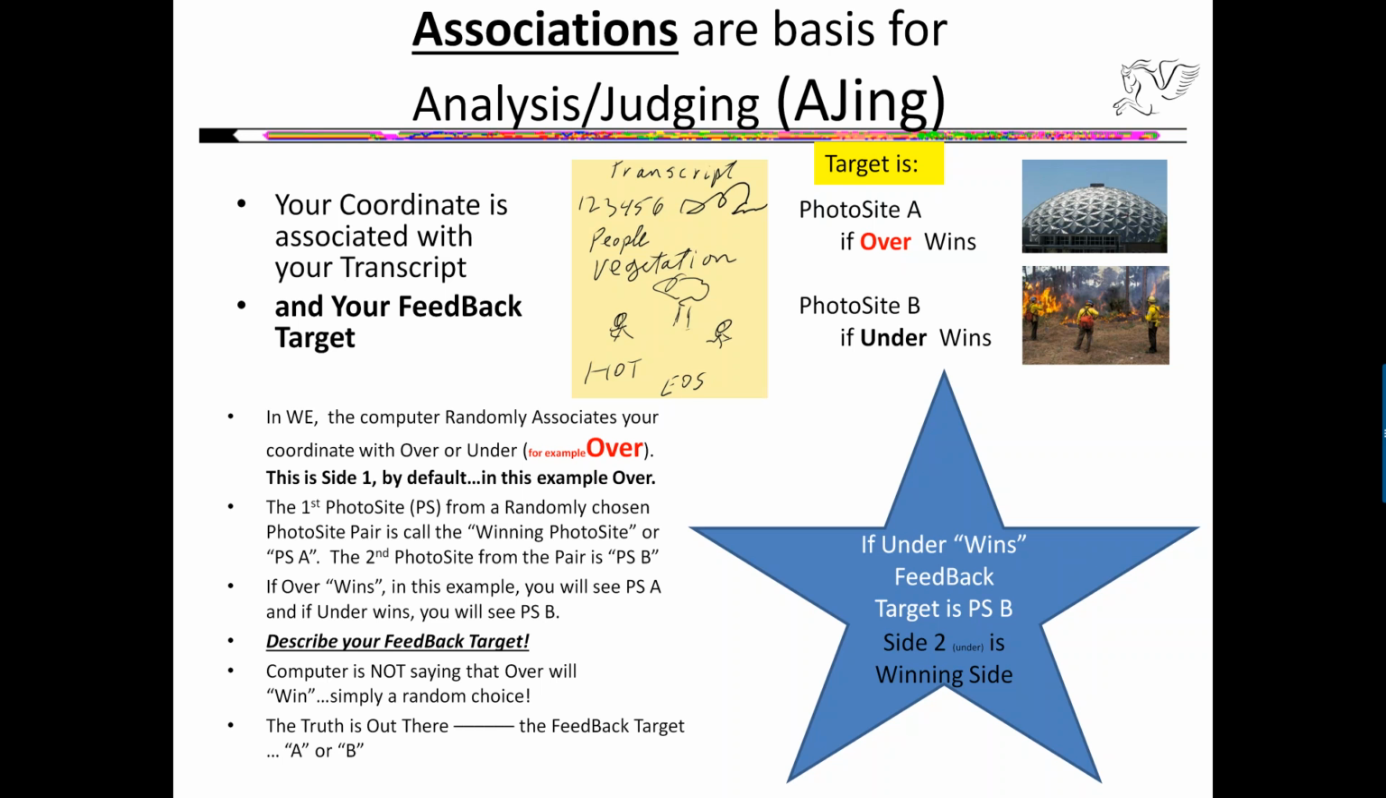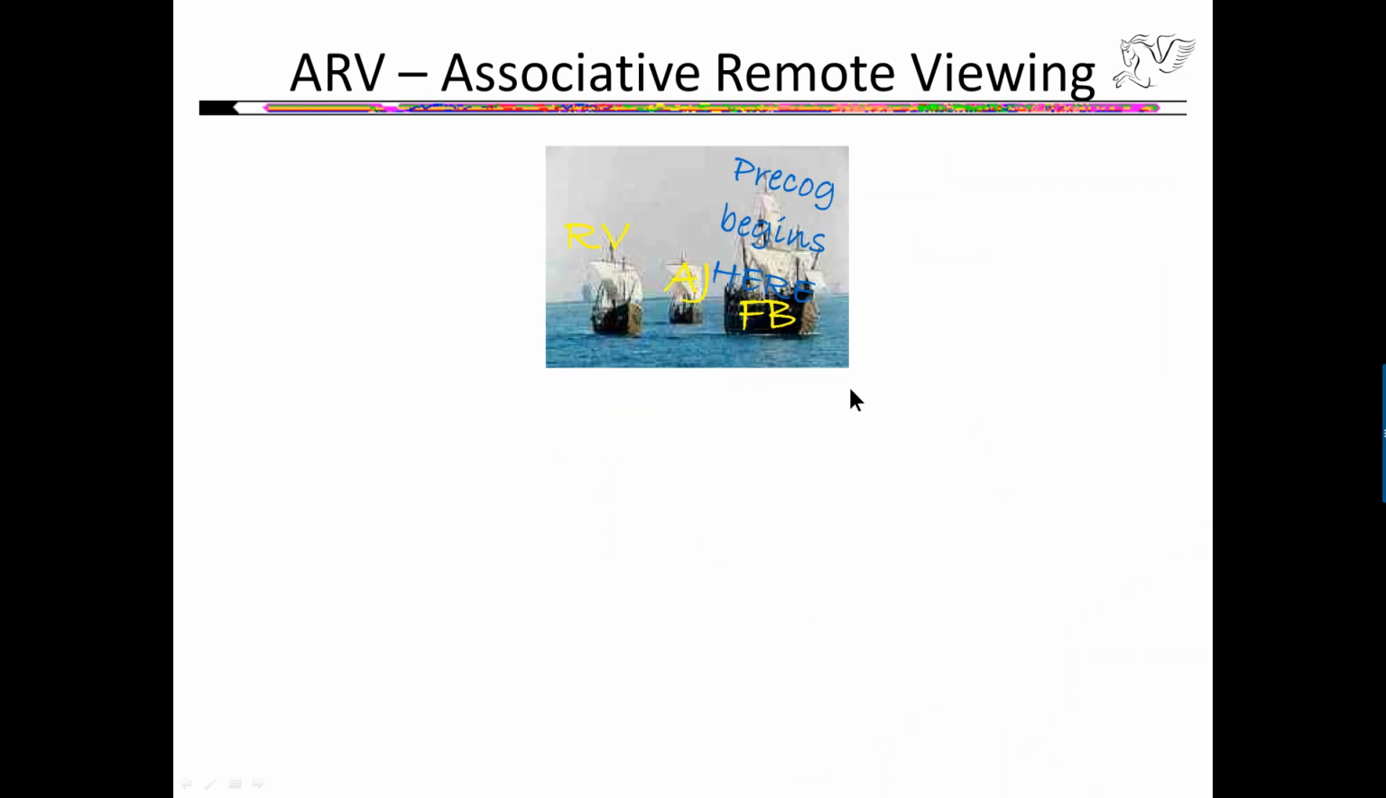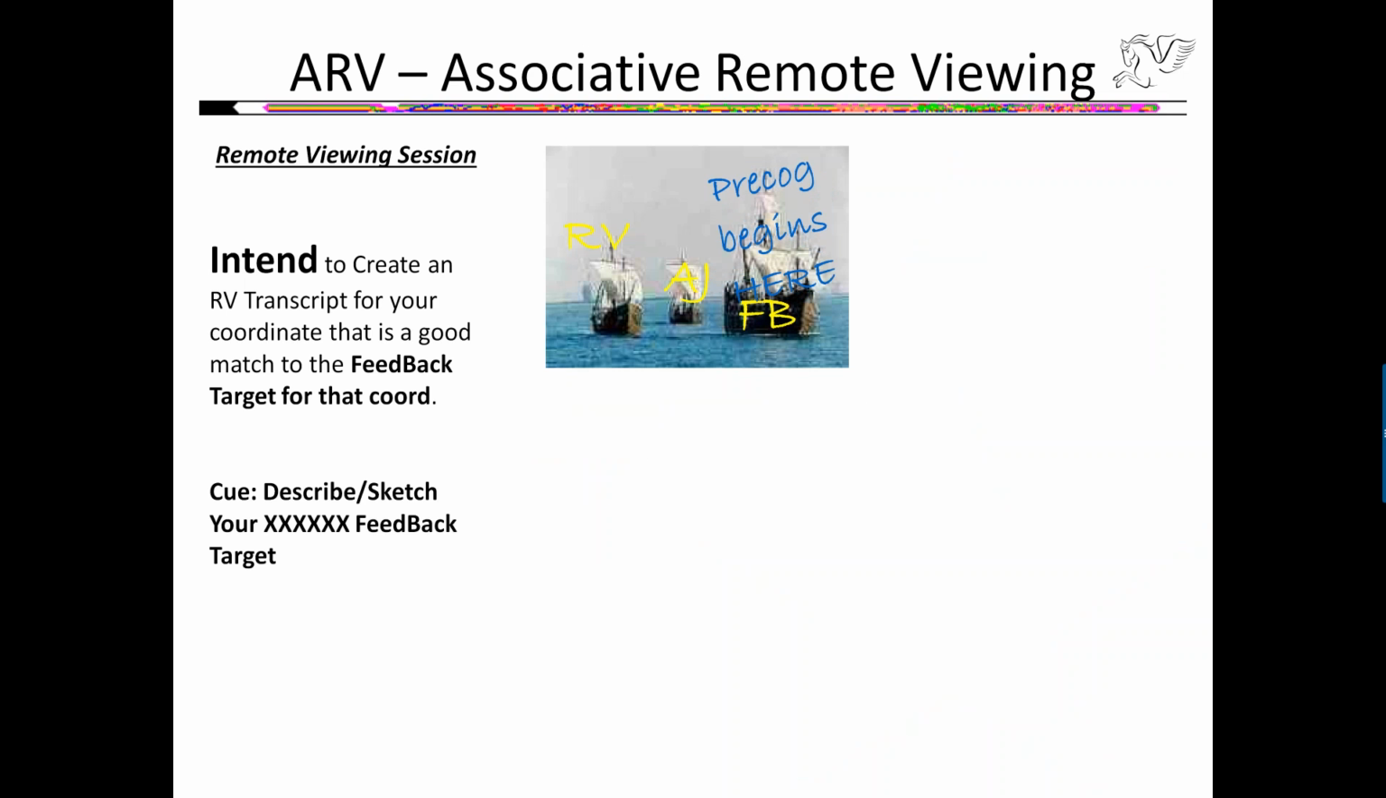Okay, other comments, questions? I have a few more that I'll go through, but we actually beautifully covered some of them, because what I was going to again emphasize is you set your intention, and this is done during the cool down time for the remote viewing session, to create an RV transcript for your coordinate, your TRN, transcript reference number, that's a good match to the feedback target for that coordinate. So that intention is all summarized in describe and or sketch your feedback target.